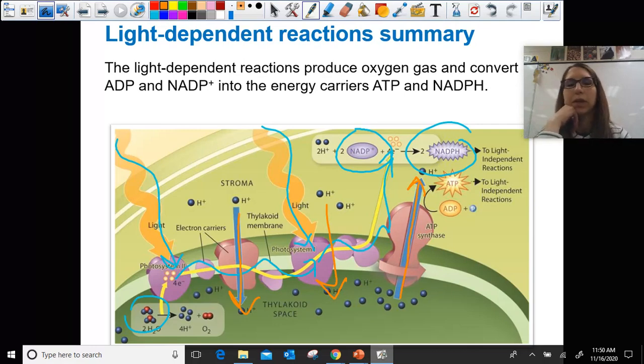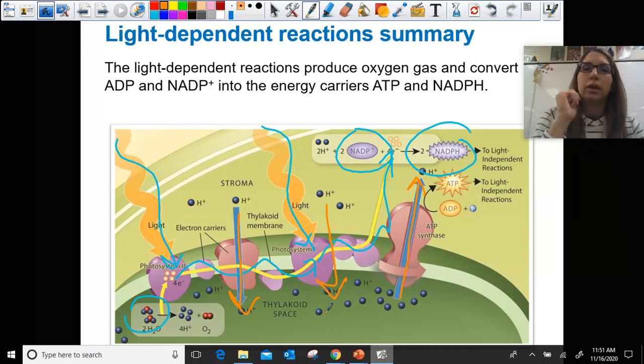The only thing I'll add about this is that this is flipped. On the last couple images I showed you, the thylakoid space was up here above, and the stroma was down here. And now we've flipped that image upside down. That's why it looks like hydrogen is pumping the opposite way. It's not, it just depends on which area of the membrane you're focused on.